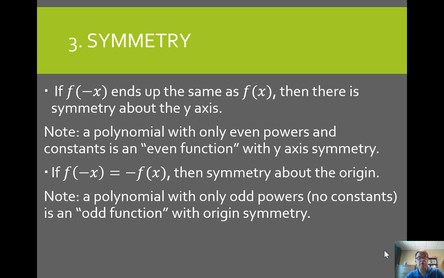So if you had x to the third power plus x, and you were asked to graph that, it would end up having symmetry with regard to the origin.